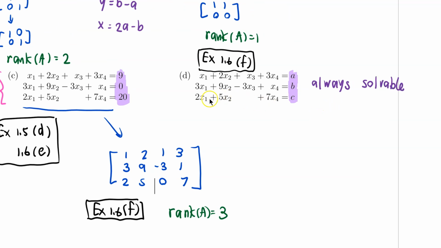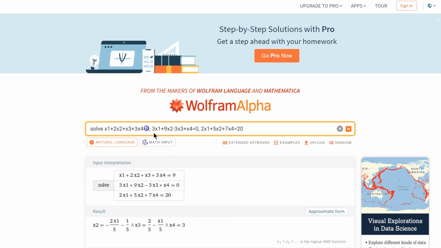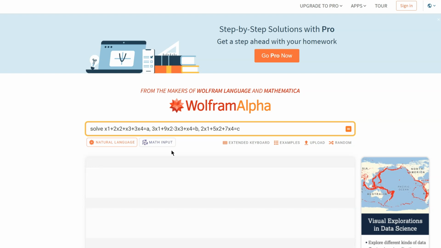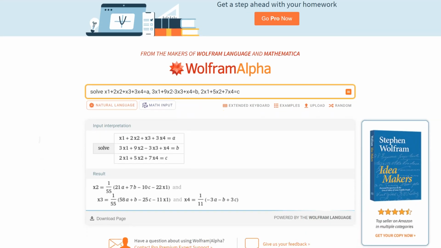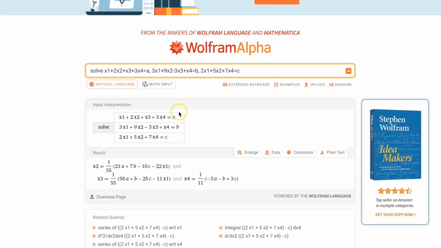If I were to plug this into Wolfram, let's see what it will give me. Instead of 9, 0, and 20, let me put in a, b, and c here, and let's see what Wolfram gives me. Yeah, so like what we said earlier, this will always be solvable no matter what the values of a, b, and c are. My x1 is going to be a free variable, and the values of x2, x3, and x4 are going to depend on the value of x1 and the values of a, b, and c that we have on the right side here.